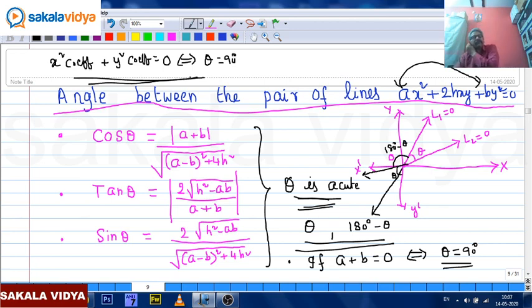Suppose h square is equal to ab, then theta is equal to 0 degrees. That condition is also there. H square equals ab means they are coincident lines. But generally, this is very, very important. We need to remember this.